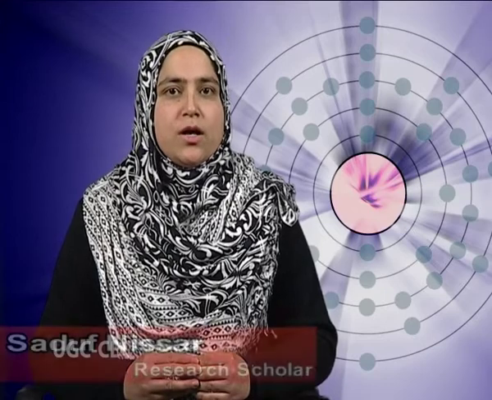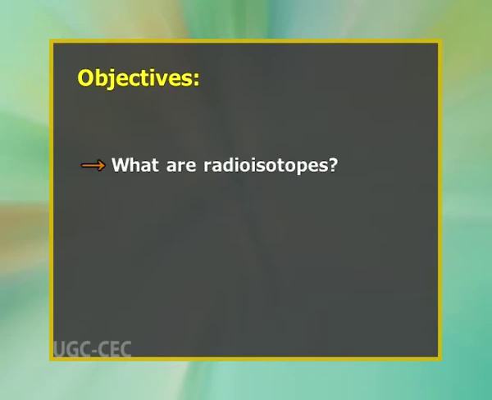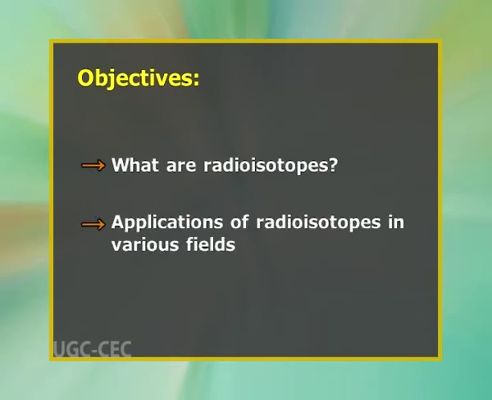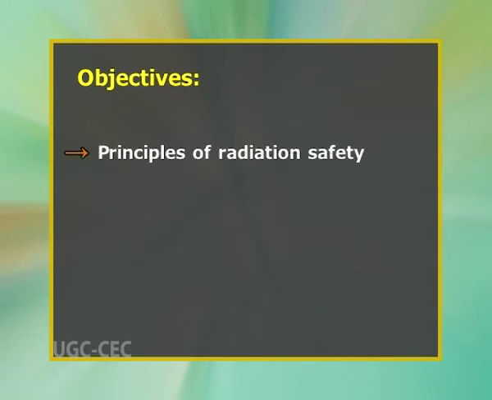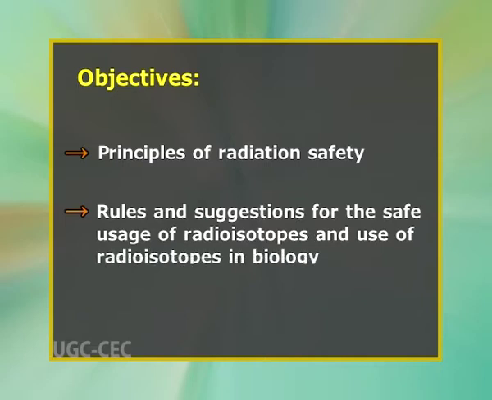Dear students, today we are going to discuss the topic use of radioisotopes in biology and safety measures in handling radioisotopes. The objectives of the topic are: number 1, to understand what radioisotopes are; number 2, applications of radioisotopes in various fields; number 3, to provide a basic understanding of the principles of radiation safety; number 4, rules and suggestions for the safe usage of radioisotopes and use of radioisotopes in biology.